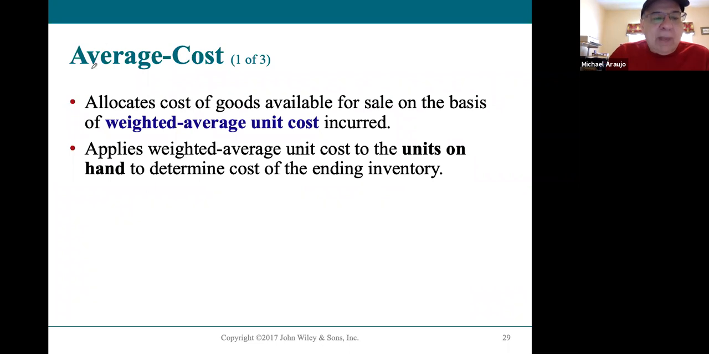All right. The very last method is called average cost. And again, just like it indicates, we are going to find out if we bought 1,000 of these Astro condensers and they cost us $12,000 in total, what's the average cost of each? So that's basically what average cost is.